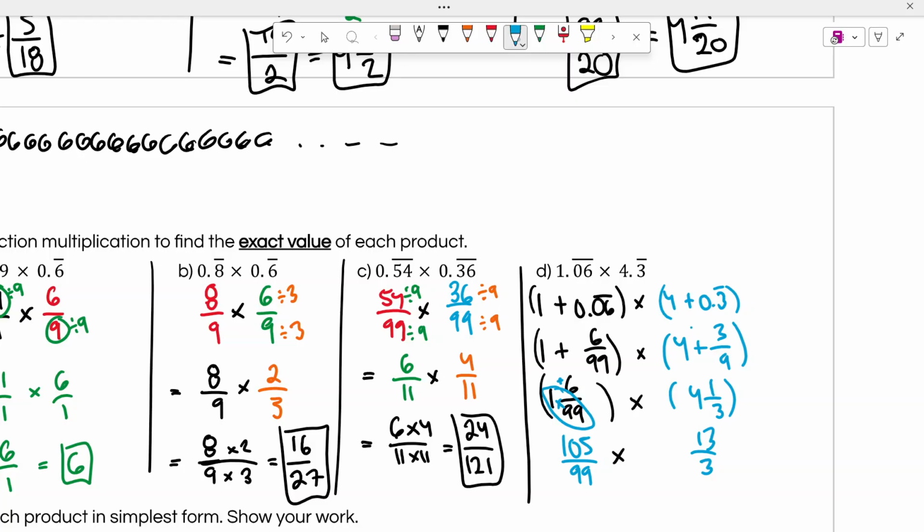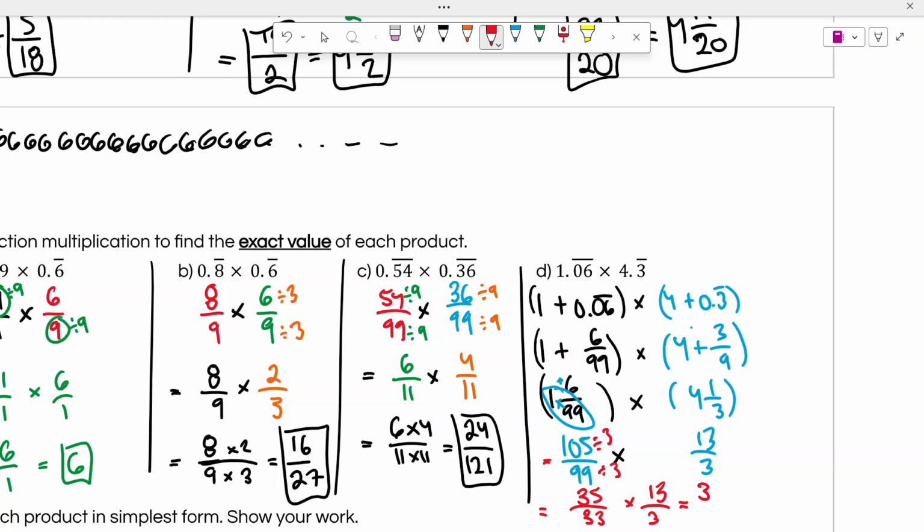Now if I take a look, 1 plus 0 plus 5 is 6. 6 is divisible by 3. So I can either divide it out with this 3 over here, or I can divide it out with the 99. Either way, I'm going to divide out a common factor of 3. 3 goes into 105 35 times, 99 divided by 3 is 33. That's 35 over 33. And then that's times our 13 over 3. I don't think there's any other factors that we can eliminate.